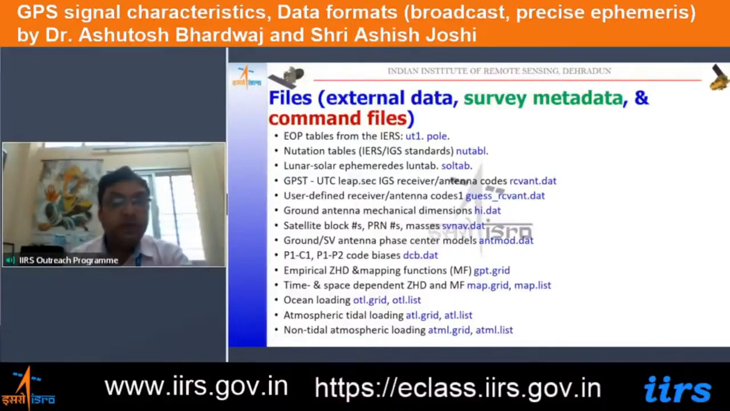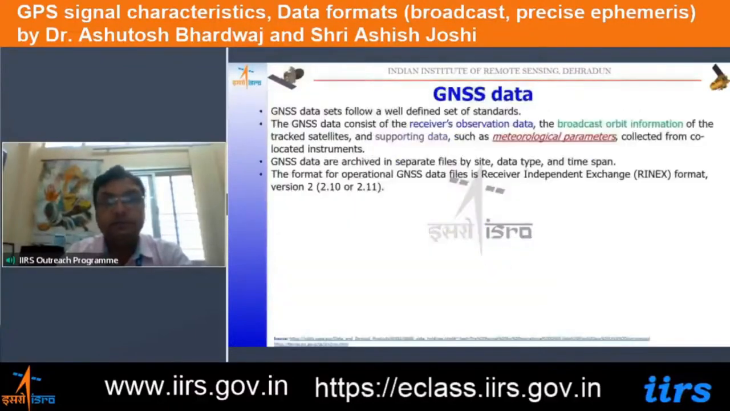Similarly, for the troposphere and ionospheric corrections, as well as ocean loading, atmospheric tidal loading, and non-tidal atmospheric loading also. So there are a lot of formats which may be required for some of the critical applications. And some of these observations are coming from the meteorological stations, which we have installed either with the IGS stations or the CORS datasets. So they are also being utilized.